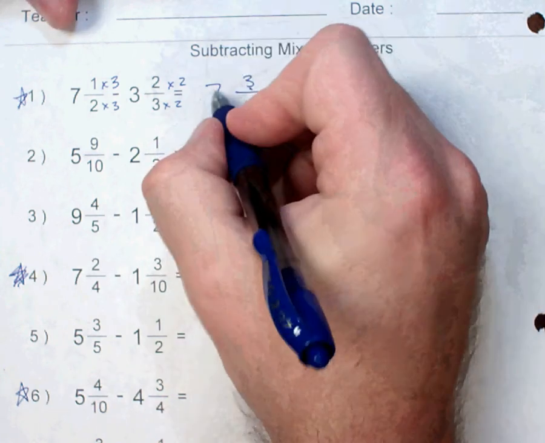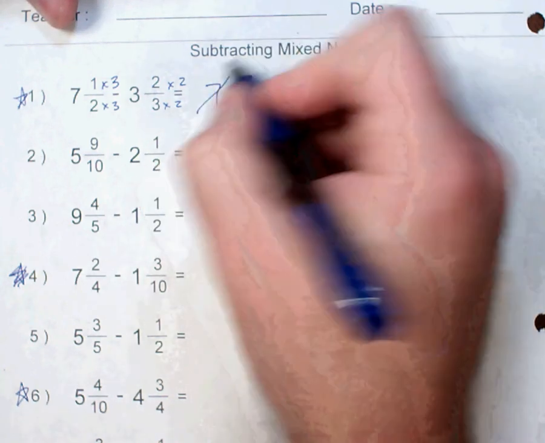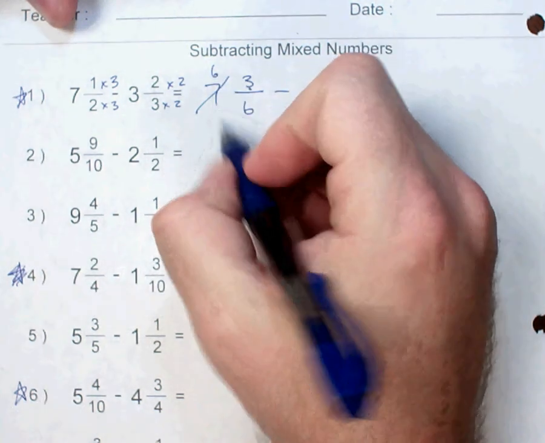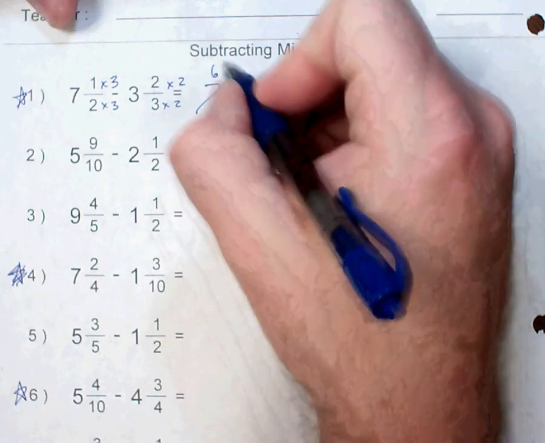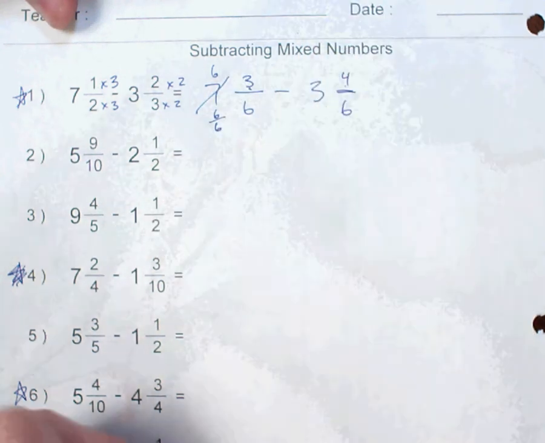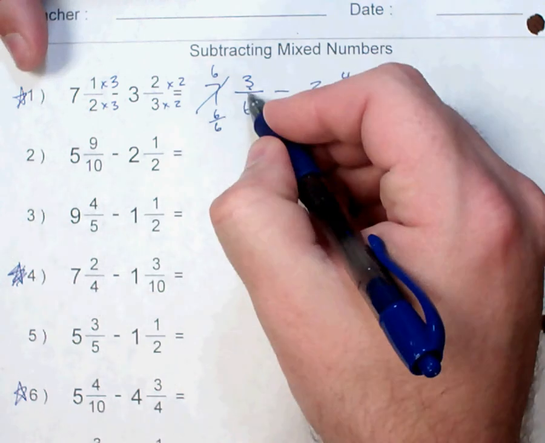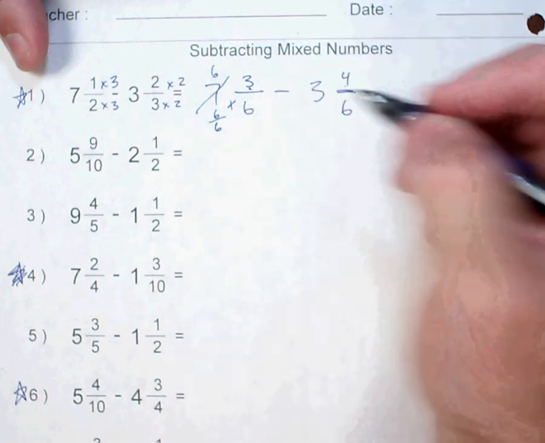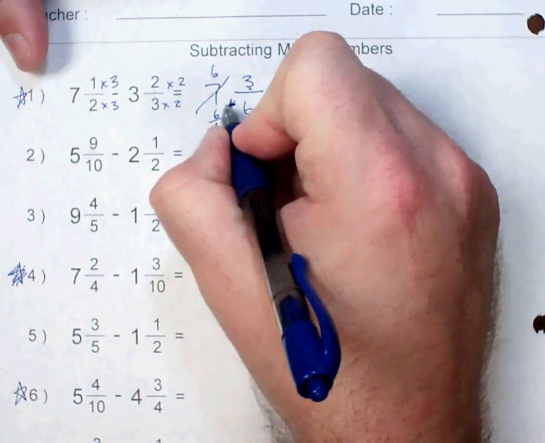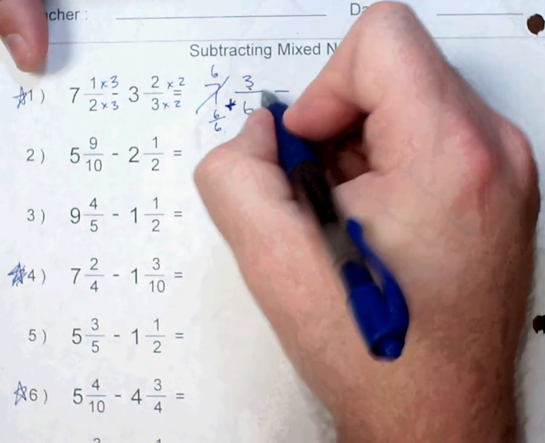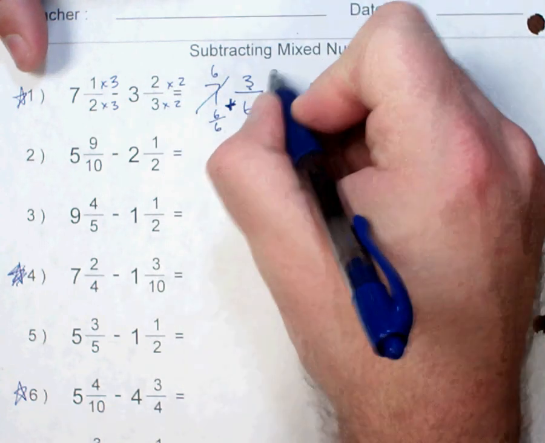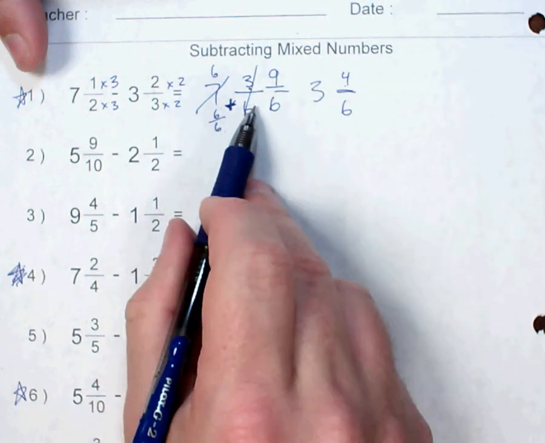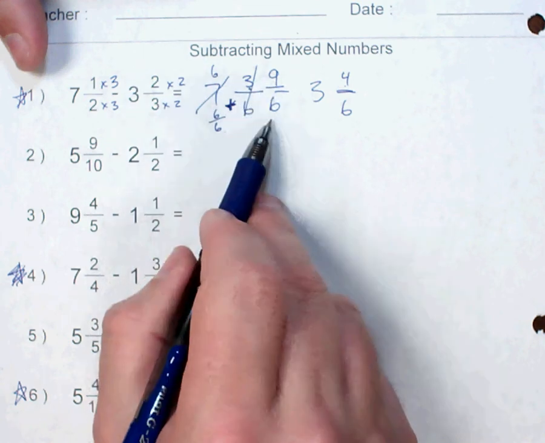The way that I do that is I regroup from my whole number. So my 7 becomes a 6. And then that one whole that I've pulled out in this problem is going to be 6 over 6, because that's what one whole would be if I've got 6 as a denominator. I add that into my fraction. So 6 over 6 plus 3 over 6. It's not a good addition symbol. And so then my 3 over 6 becomes 9 over 6. So now 7 and 3/6 has become 6 and 9/6.